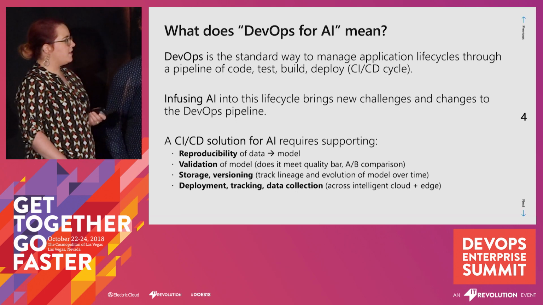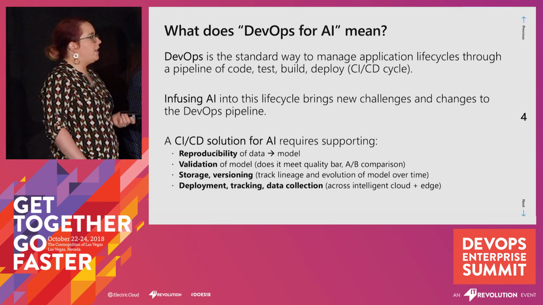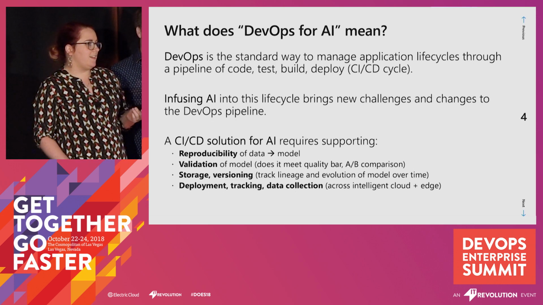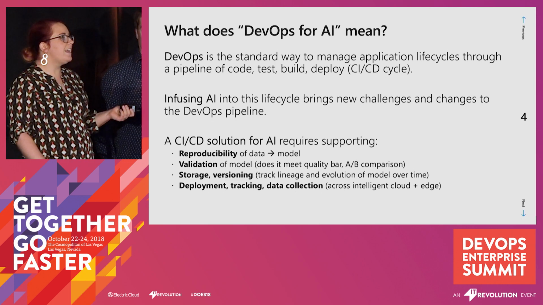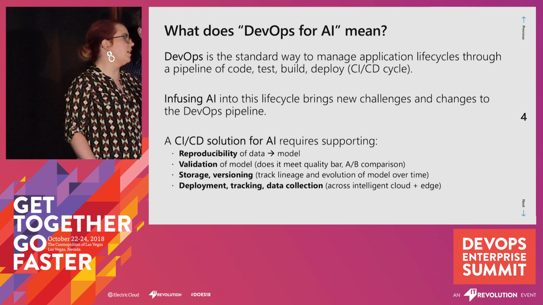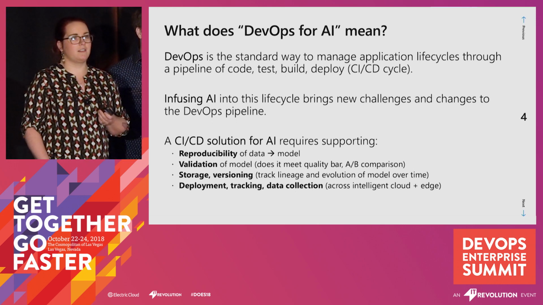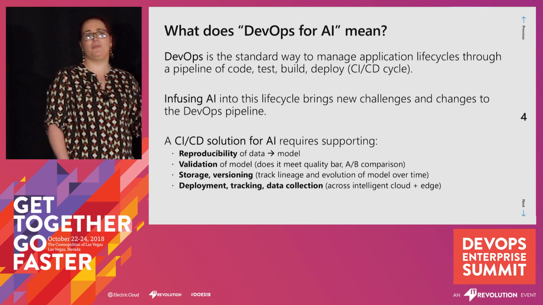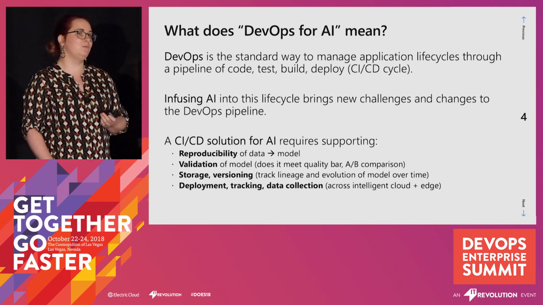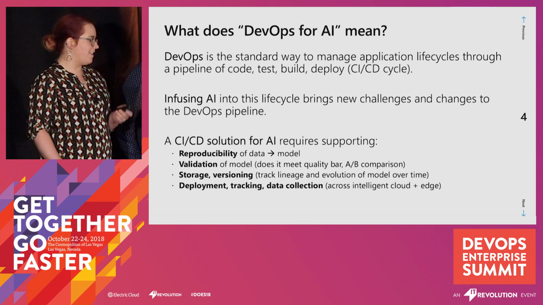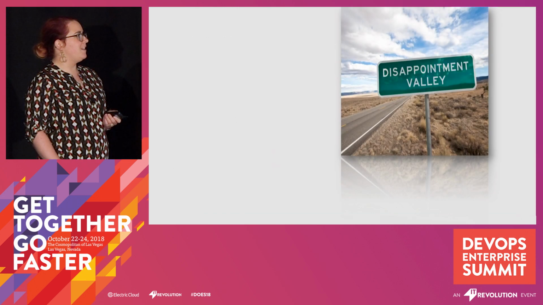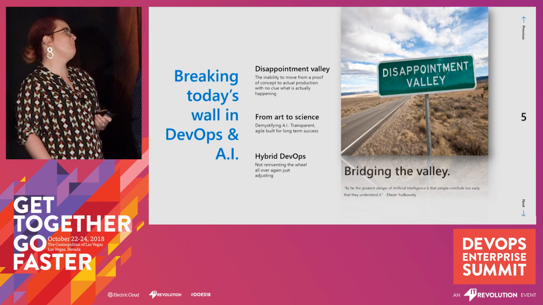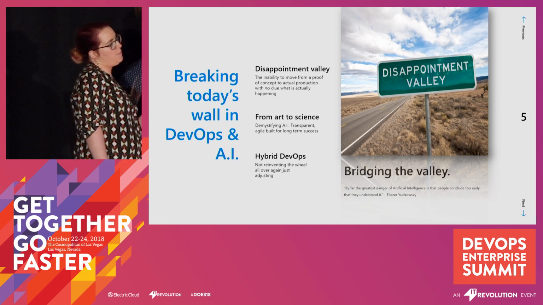What we see for this is that a CI/CD solution requires reproducibility, validation, storage and versioning, deployment tracking and data collection. All these things, because eventually, if you have this really awesome model, you want to bring this into production. And this is where we see a lot of customers fail big time. We actually call it the disappointment valley.